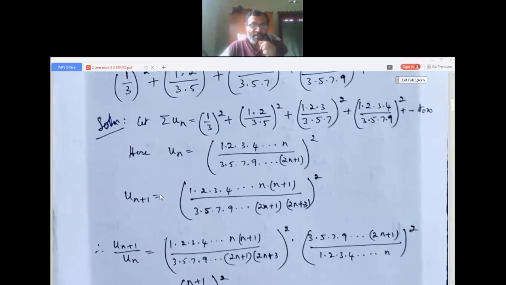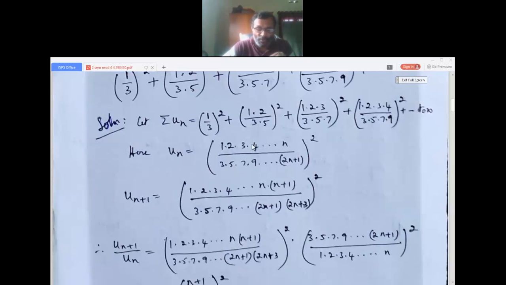Once you have written this u(n), that is the nth term of the given series, then you write u(n+1) here. What is this u(n+1)? So u(n+1) will be equal to, this term is there. Already the u(n) term is there.